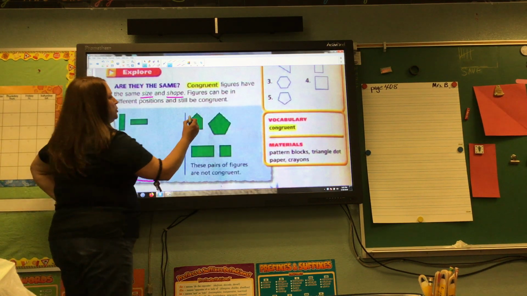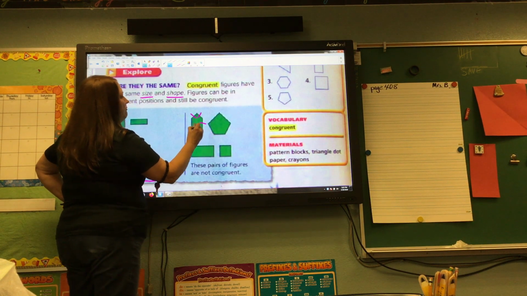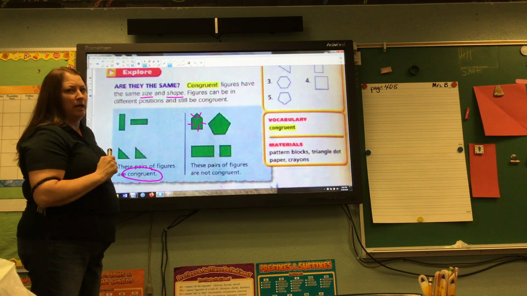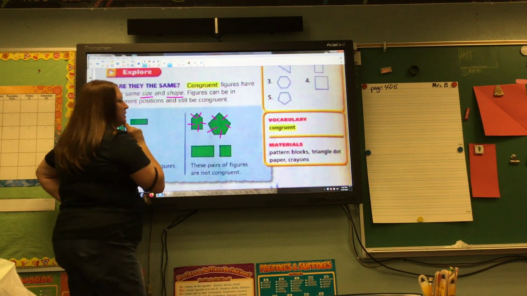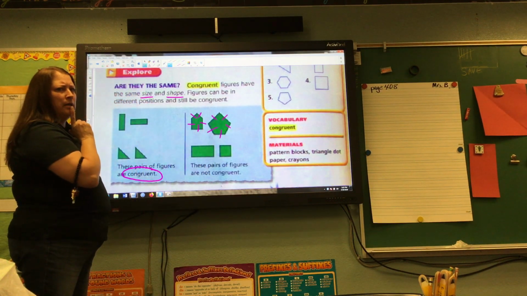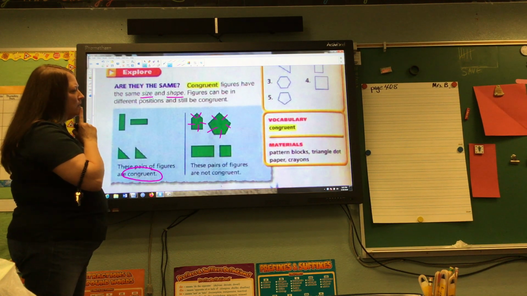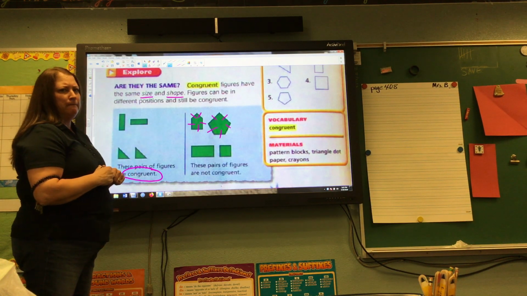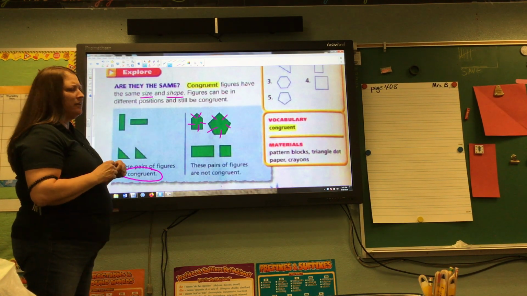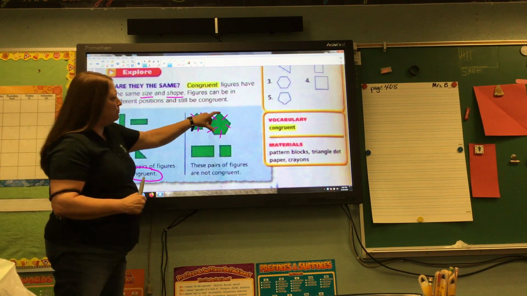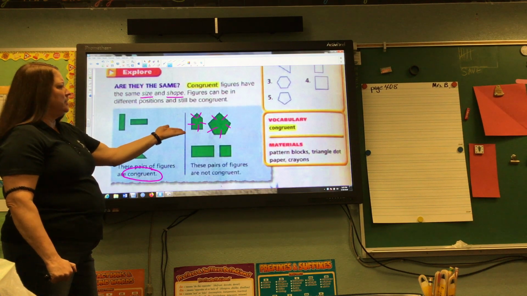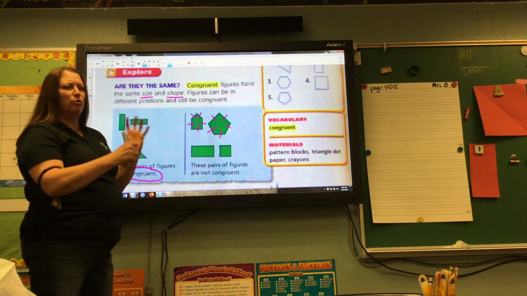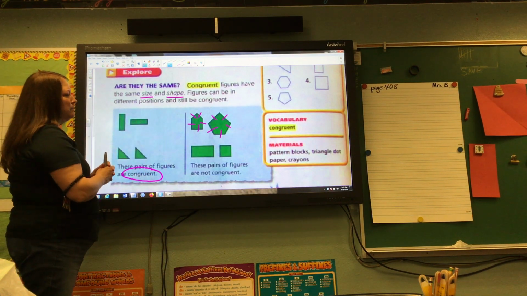I notice that this shape has 1, 2, 3, 4, 5 sides. It's a pentagon. And this shape also has 1, 2, 3, 4, 5 sides. It's also a pentagon. But I noticed something. First of all, their sides are not similar. Even though they both have 5, they are not the same shape. And this one looks a little bit bigger, so they're not the same size. Even though they're both pentagons, they are not congruent because they don't have the same shape or the same size.